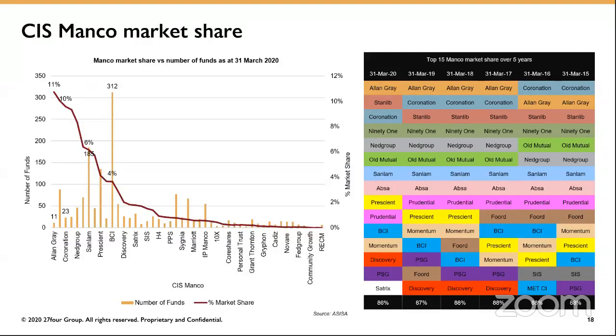This just gives you an indication of what we refer to as the MANCO industry in South Africa, which is the regulated vehicle to be able to register collective investment schemes. What is interesting here is that a company such as Allan Gray only has 11 registered unit trusts, but holds 11% of the market. You can see Coronation has got 23 unit trusts. They control 10% of the market. Someone like BCI only controls 4% of the market, but makes up 312 of the number of unit trusts registered in the market.